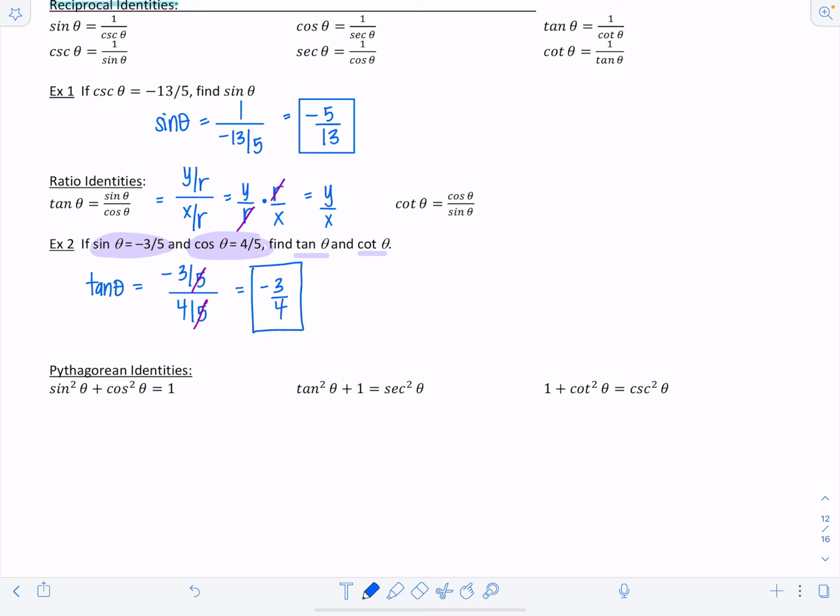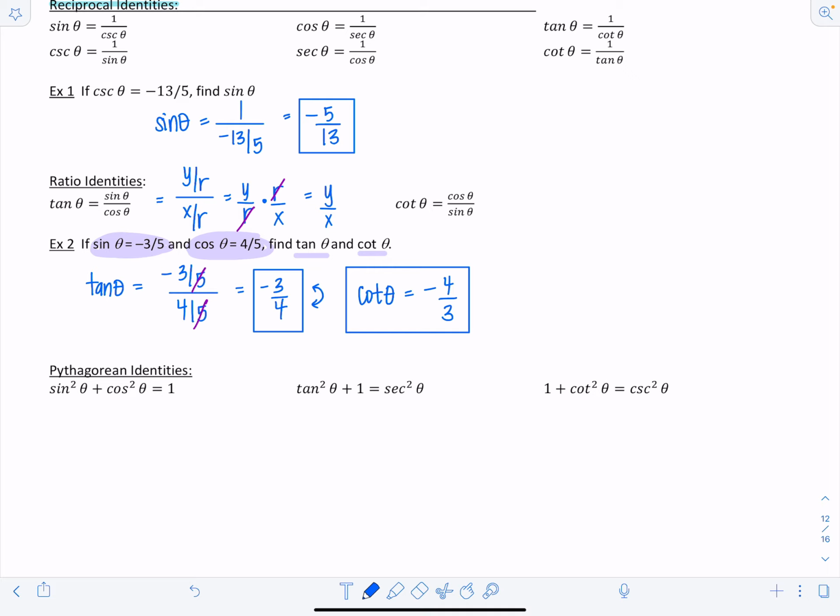They also want cotangent theta. I can go there straight away because I know cotangent theta is equal to 1 over tangent theta, or I just need to take the reciprocal of my previous answer, which is negative 4/3. And we are done.